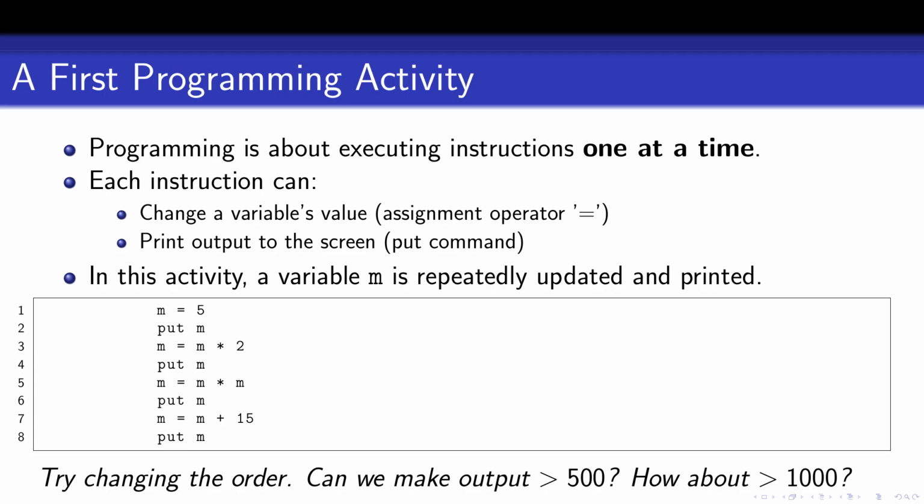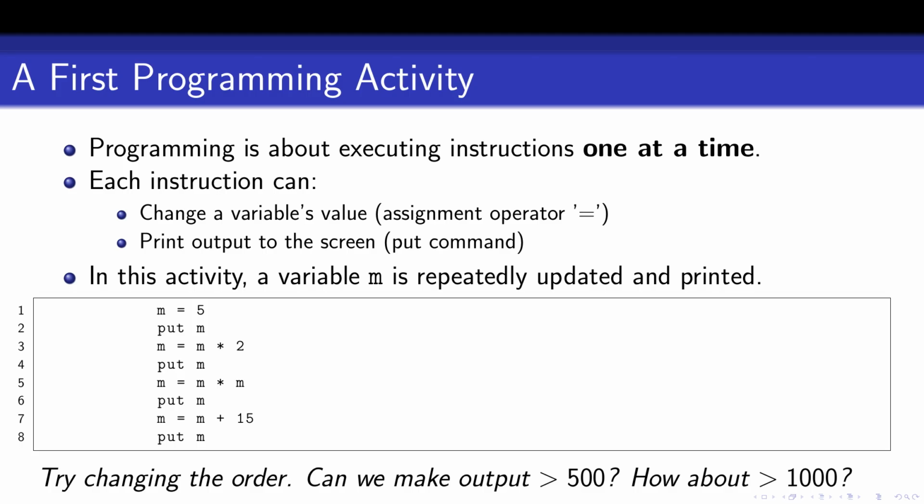Now, let's go deeper into that programming activity we just introduced. On this slide, we can actually see what the program does, step by step. It begins with m equals 5, then prints the value, multiplies it by 2, prints again, squares it, prints once more, and finally adds 15 and prints the result one last time. What's really cool is that if you rearrange these instructions, say, if you add 15 before squaring or print before updating, the output completely changes.